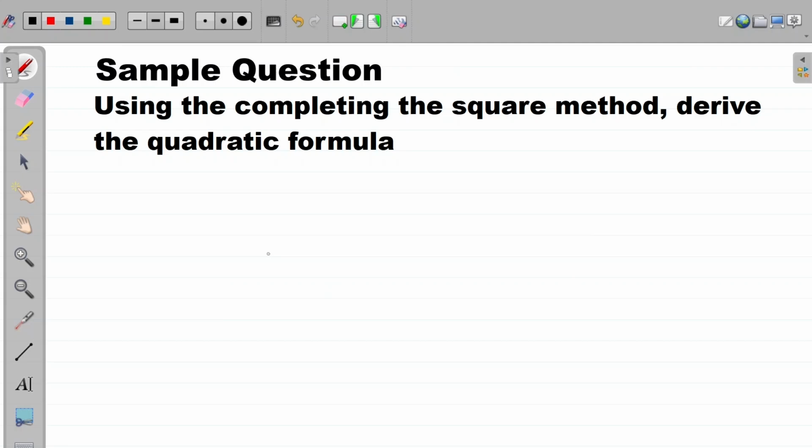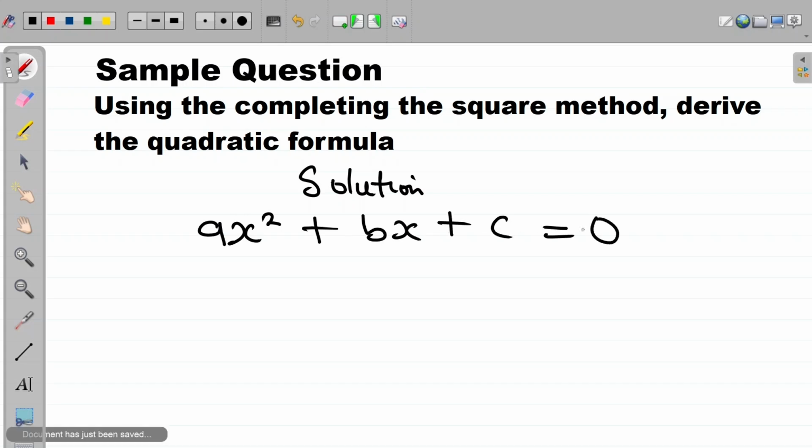Using the completing the square method, derive the quadratic formula. Solution. Our general equation is given as ax squared plus bx plus c is equal to 0. From our knowledge of completing the square, we can derive the quadratic formula.